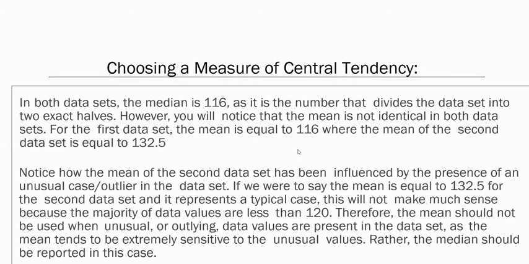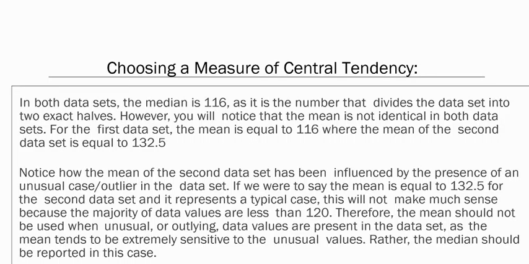I thought it would be asynchronous today. So in both data sets, the median is 116, as it is the number that divides the data set into two exact halves. However, notice that the mean is not identical in both data sets. The values are almost the same, but the mean is not the same, though the median and mode are the same. The mean is equal to 116 for the first data set, but for the second, we have 132.5. Why? Because the second data set has been influenced by the presence of an outlier, the 205.